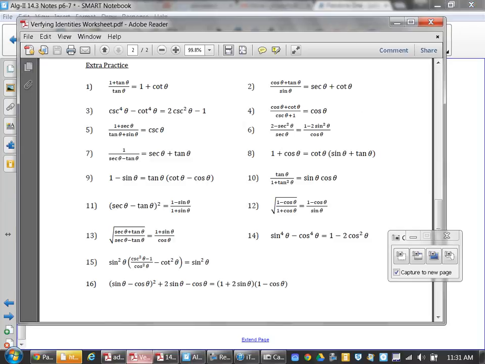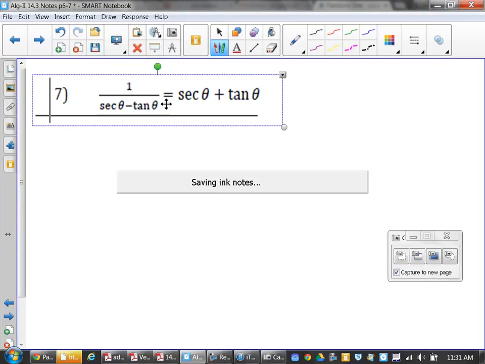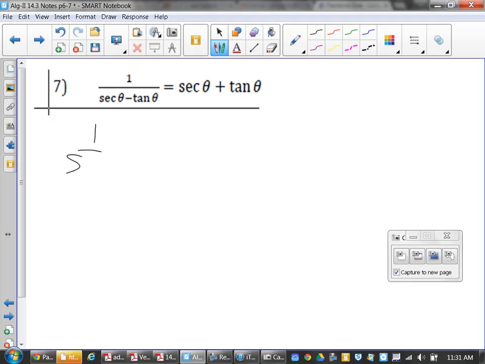Number 7, I finally got after a while. You guys are going to kick yourselves. It was really easy, which is weird. This is a prime candidate for a conjugate, because the numerator is a singular term and the denominator has secant and tangent. Secant and tangent make up a Pythagorean identity: 1 plus tangent squared is secant squared. So I'm going to multiply top and bottom by its conjugate, secant plus tangent.